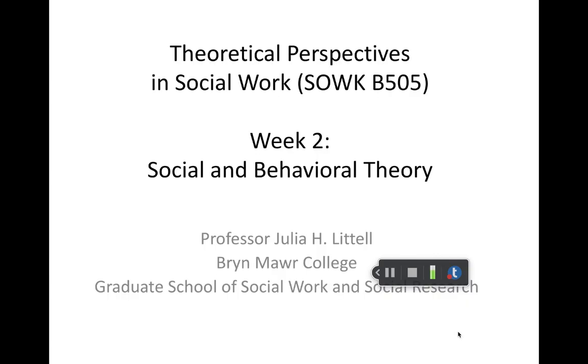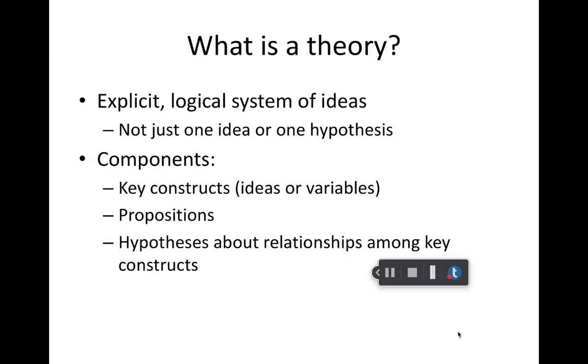In this lecture, we take a look at key characteristics of social and behavioral theories. What is a theory? A theory is an explicit, logical system of ideas. It's not just one idea or one hypothesis. It's a set of ideas that are linked together in a coherent manner. Examples are Darwin's theory of evolution, Einstein's theory of relativity, and this semester we'll study Freud's psychodynamic theories and Albert Bandura's social learning theory, among many others.